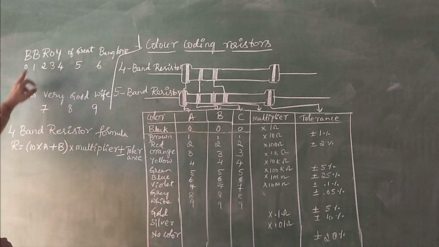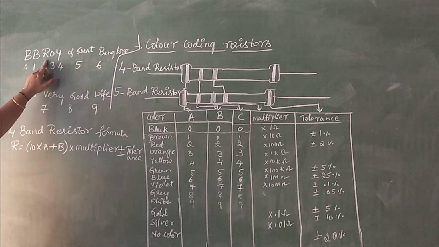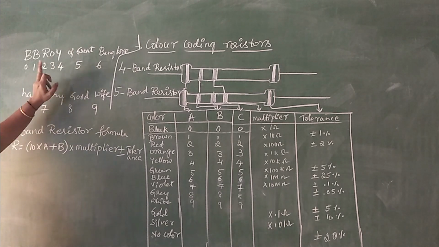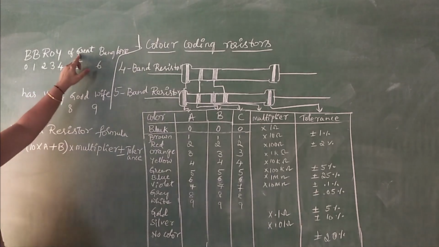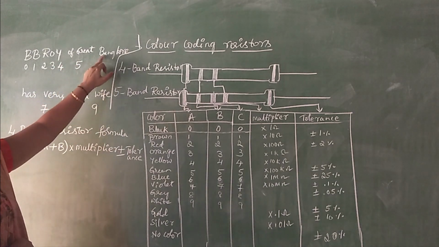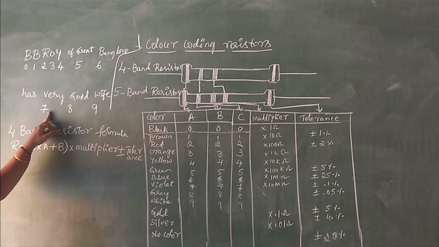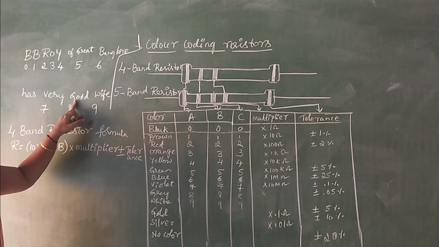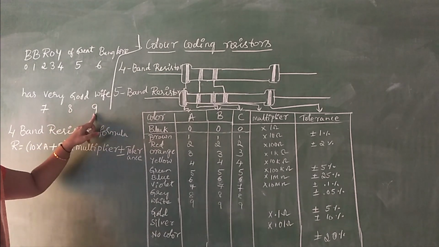The first color is black. Black indicates the 0th position. Brown indicates the first position. Red indicates the second position. Orange indicates the third one. Yellow indicates the fourth. Green indicates the fifth. Blue indicates the sixth position, violet indicates the seventh position, grey indicates the 8th position, and white indicates the 9th position.